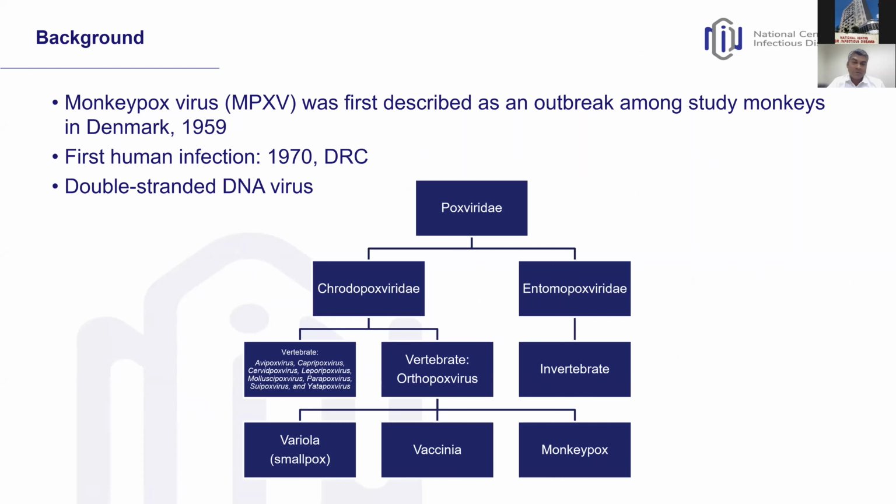Monkeypox is a virus that was first detected as an outbreak among study monkeys in Denmark in 1959. And the first human infection was reported in 1970 in DRC. As you all know, it's a double-stranded DNA virus belonging to the Orthopoxvirus group. And it is related to variola, smallpox virus, and vaccinia virus. They're all belonging to the same group, and they give cross-protection.